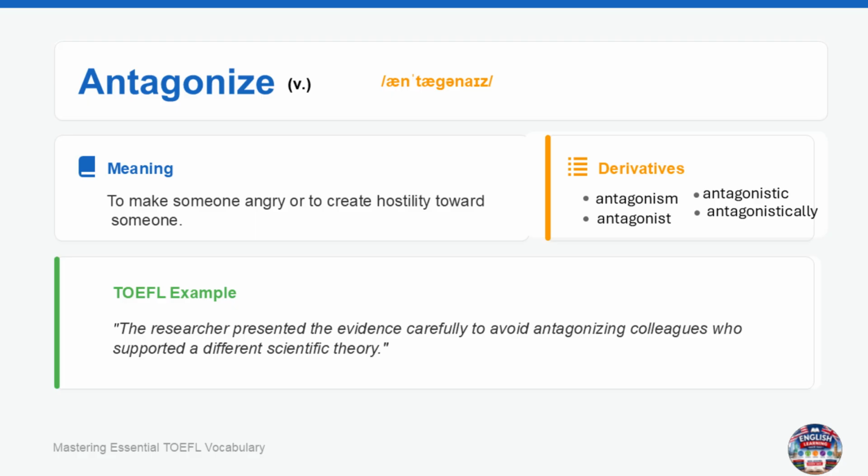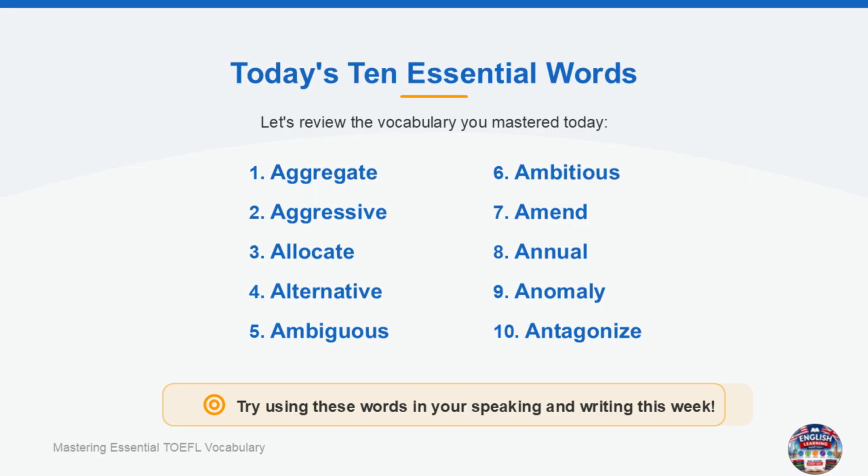Exactly. Excellent work. Let's review today's 10 vocabulary words. Aggregate, aggressive, allocate, alternative, ambiguous, ambitious, amend, annual, anomaly, antagonize. These are all important academic words that you'll encounter in TOEFL reading passages, university lectures, and academic writing. Try using them in your own sentences this week. Active practice is one of the best ways to remember new vocabulary.